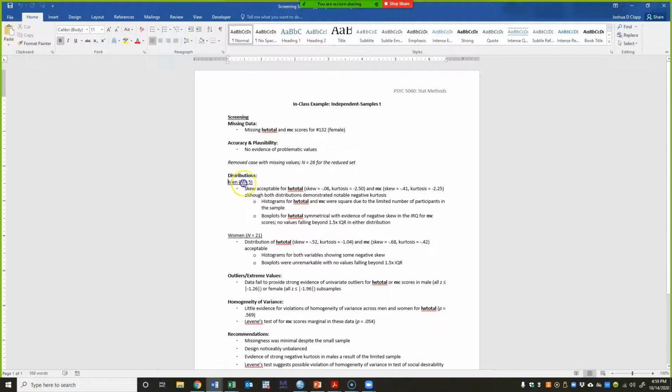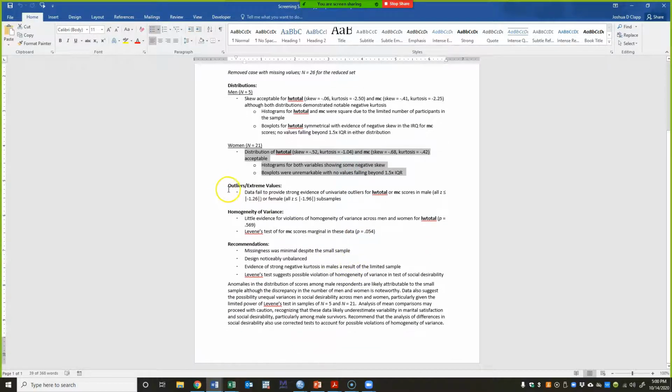Here I'm talking about my distributions for men, noting the sample size, talking about skew and kurtosis for my variables, talking about my histograms and box plots here. Same thing for women, providing just a description of what I'm seeing there. Outliers, extreme values, saying I'm not finding strong evidence of univariate outliers here based on my Z-scores. Homogeneity of variance, we'll talk about that when we actually run our statistical test, so hold off on that right now. And then my recommendations, okay?